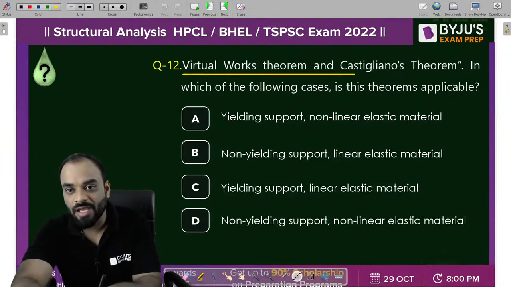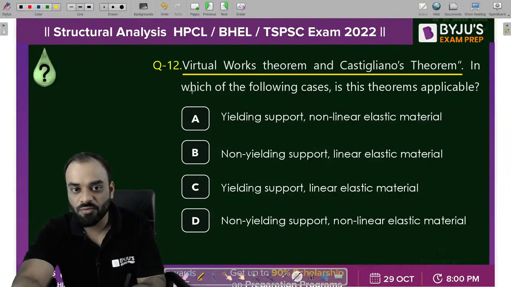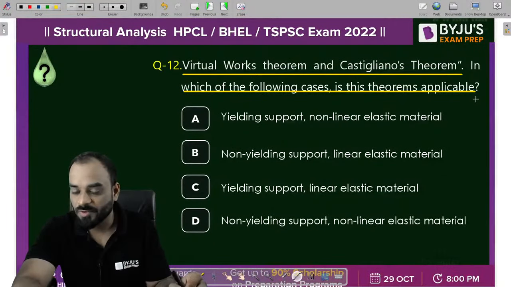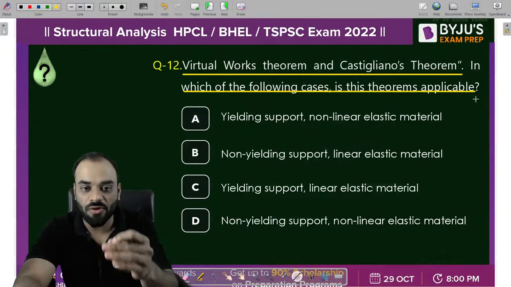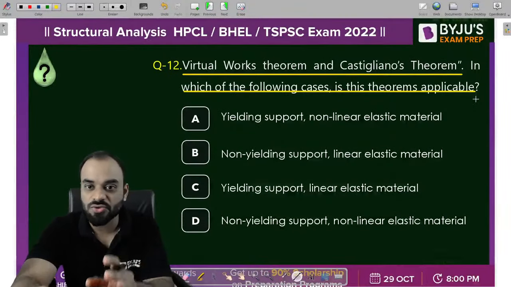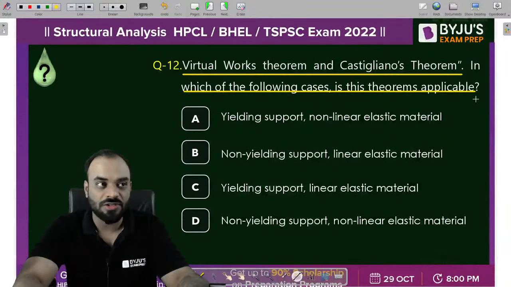Virtual work theorem and Castigliano's theorem. In which of the following cases is this theorem applicable? You need to tell me, guys, which of the following conditions is there for which the virtual work theorem and Castigliano's theorem should be applicable. That is the question.